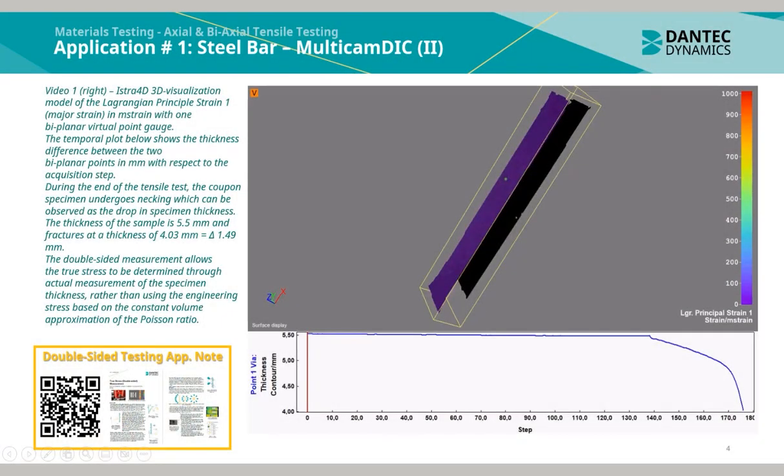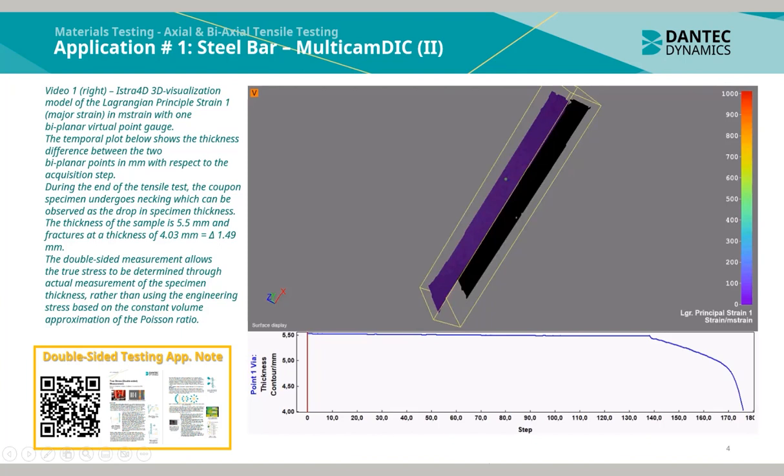In video 1 shown to the right, we see the ISTA40 3D visualization model of the Lagrangian principal strain 1 in millistrain with one biplanar virtual point gauge. The table plot below shows the thickness difference between the two biplanar points in millimeters with respect to acquisition step. During the end of the tensile test, the coupon specimen undergoes necking, which can be observed as a drop in specimen thickness.